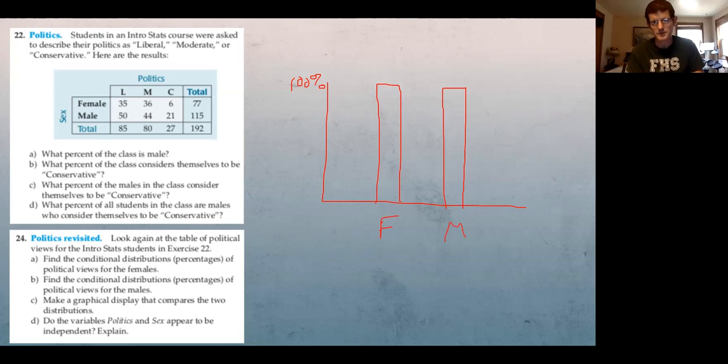You'll need to get the exact percentages when you do your example problem like this. But 35 out of 77 is almost half. And if I look at the males, 50 out of 115 seems to be almost half. Okay, so I'll call that the liberal. Moderate seems to be about the same. So I'll just add another piece onto that.